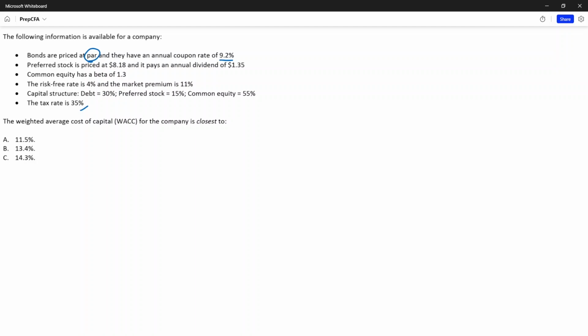And so after reading through this question, you should have some understanding that the question is going to ask you to calculate the cost of capital from each of the sources. So from common equity, debt, and preferred equity, and calculate WACC from there.